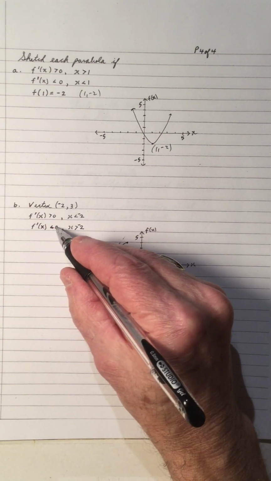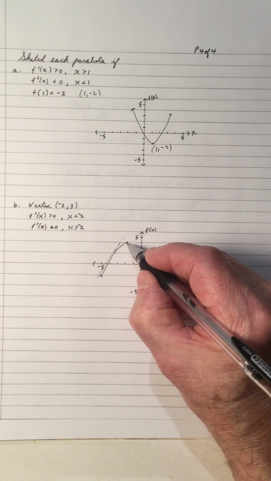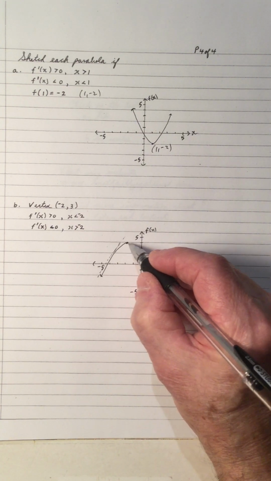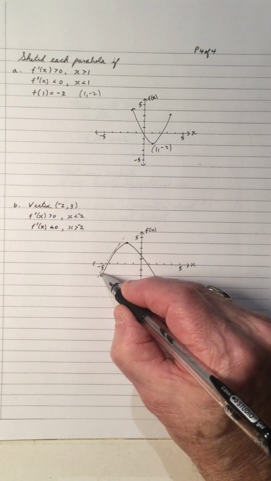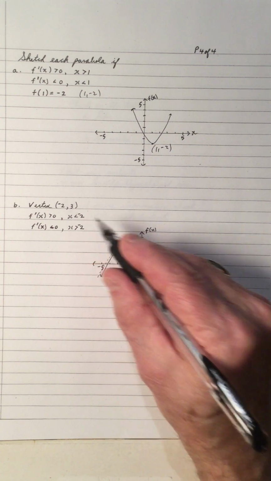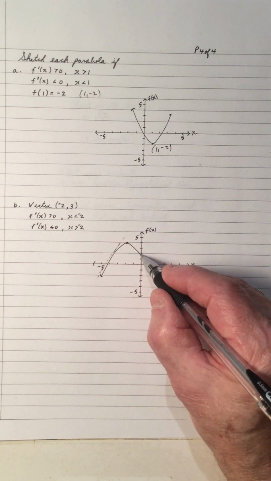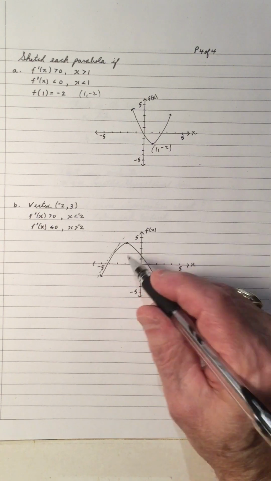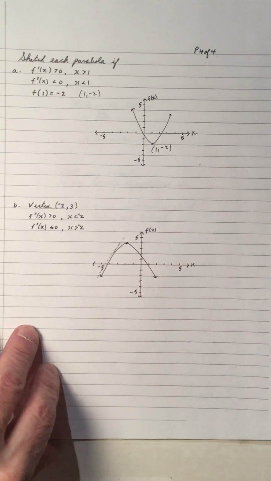And the derivative is less than 0, negative, when x is greater than negative 2. So there's the parabola. It's positive on this side, negative on this side. So it's positive when x is less than negative 2, and the slope of the tangent is negative when it's greater than negative 2. So there's the parabola. Again, it's just a sketch.